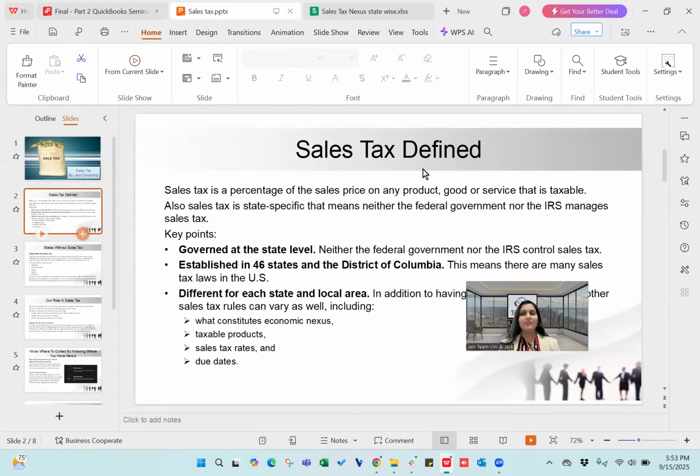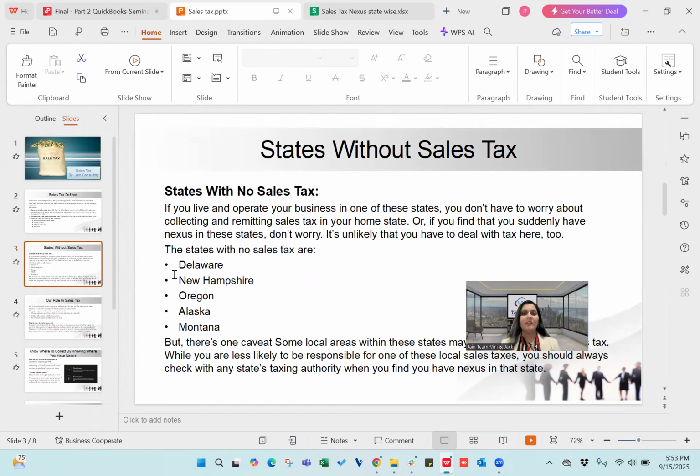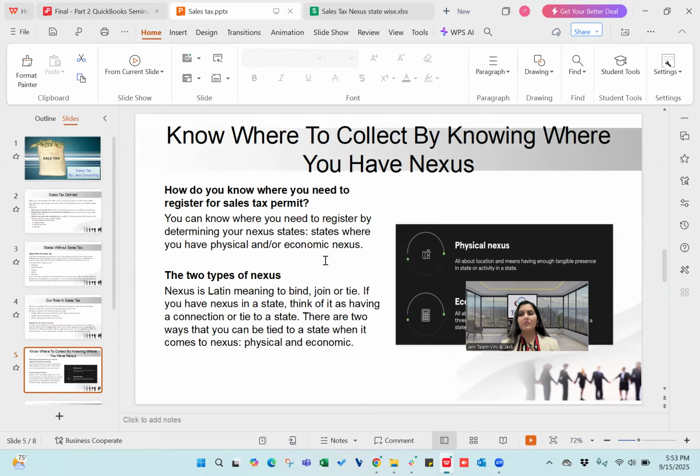So sales tax is defined as when you sell goods in any of the 46 states, you have to pay the sales tax and collect the sales tax from the customers. There are 5 states where there is no sales tax: Delaware, New Hampshire, Oregon, Alaska, and Montana. What you have to consider or find out is, do you have a nexus with the state?